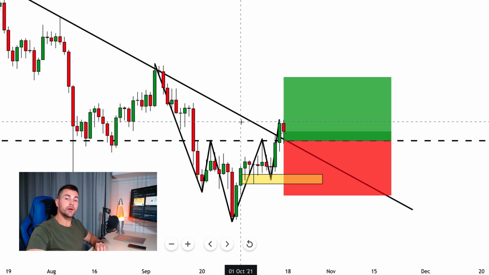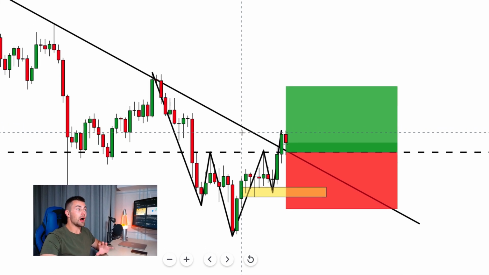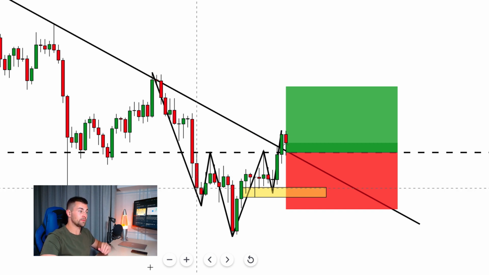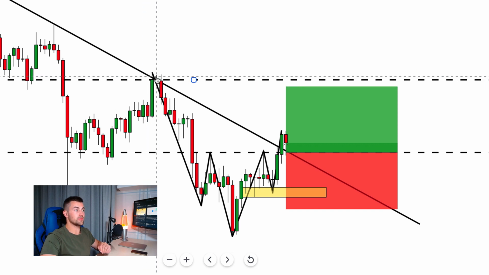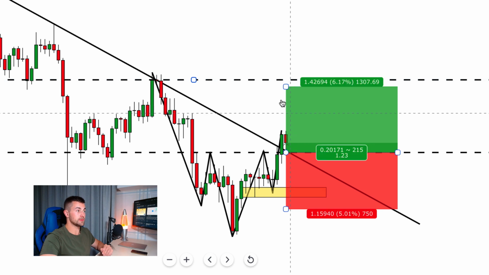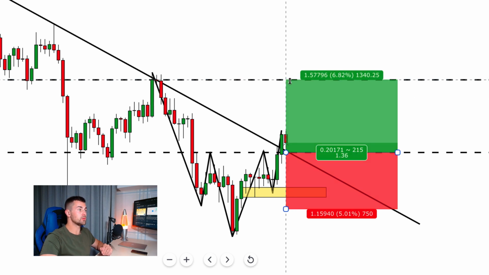Then, where will be our target? Our first target is the closest strong structure, the strongest key level. You can see that right here, the closest strong key level is that structure. Yes, you can see how nicely the price dropped from that structure in the recent past. So here's the risk to reward that we can get from the first target, 1.36. Not that good, but you must remember that it is just the first target.